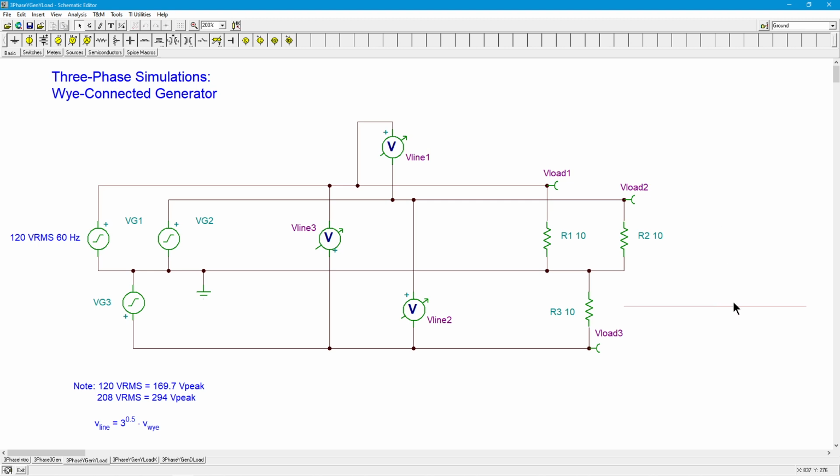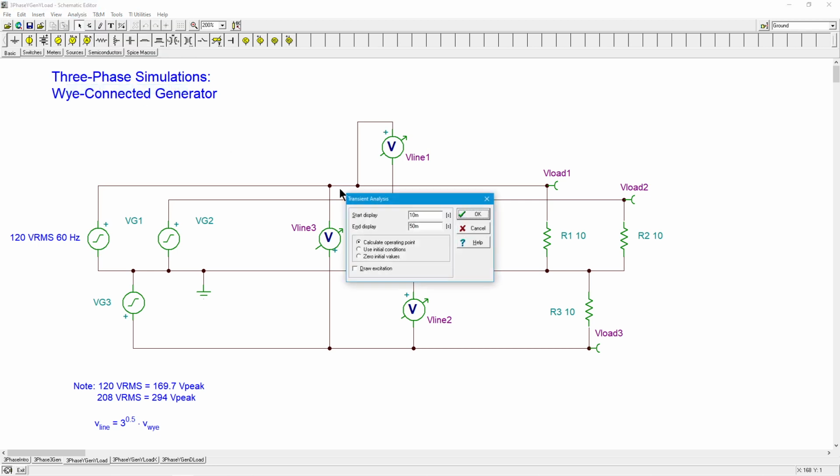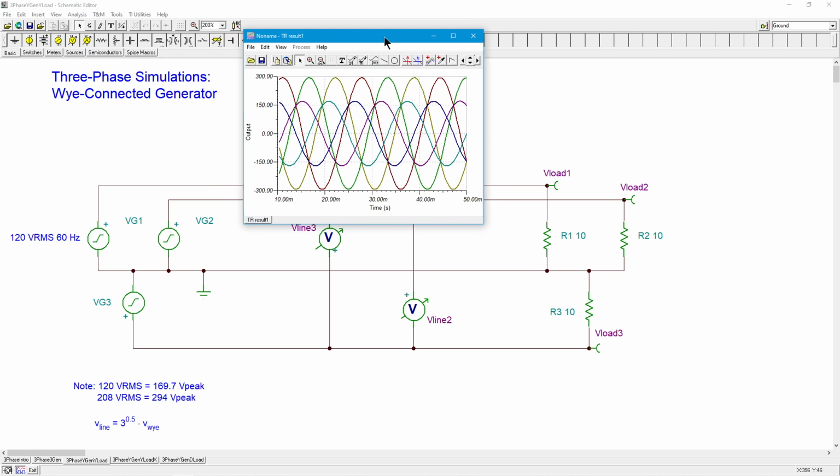Get rid of my little drawing here. Okay, so let's do a transient analysis on this. I am not going to throw in the excitation because the generator out here is going to be exactly the same. You can just follow the line out. It's going to be exactly the same as the load, so why be redundant?